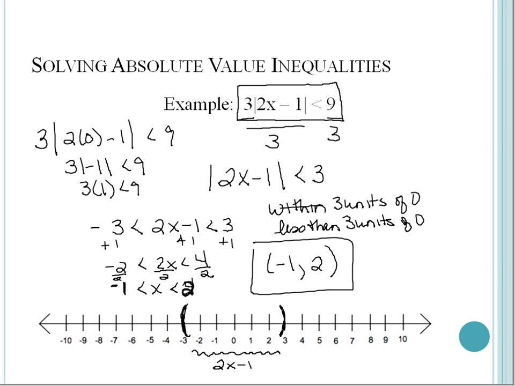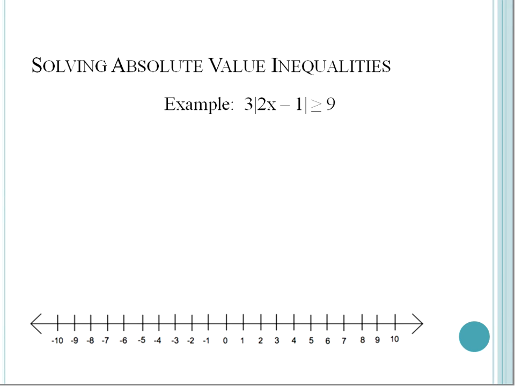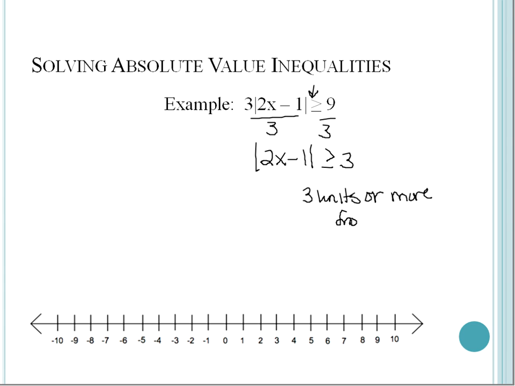So one last one, now I'm going to switch that inequality on you. Now notice what I did is now I want it to be greater than or equal to 9. So the same kind of isolating that absolute value is 100% correct. I could divide both sides by 3. And now I have the absolute value of 2x minus 1 is now greater than or equal to 3. And in that case, I want to be 3 units or more from 0. So when I take a number, I multiply it by 2 and I subtract 1, I want to be 3 units or more from 0.